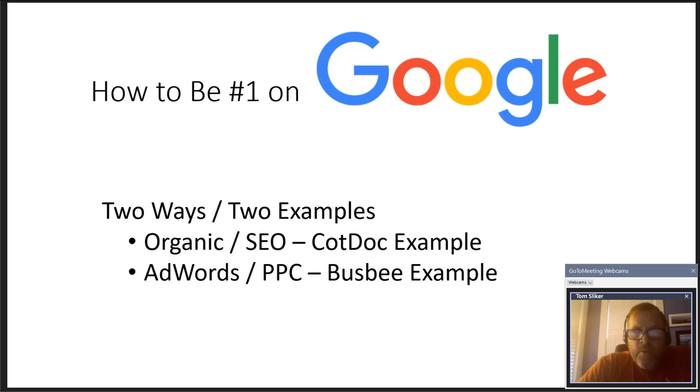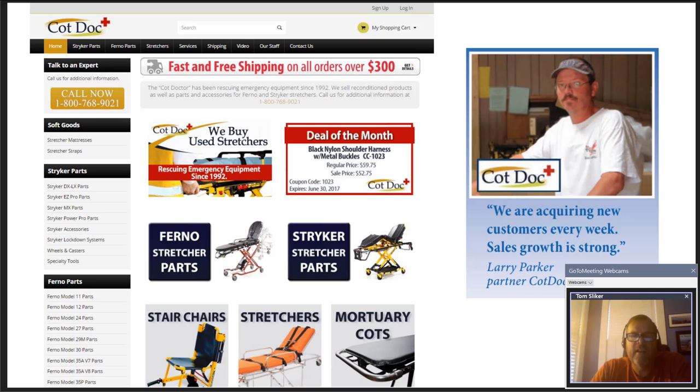So I want to talk about how to be number one on Google. That's the importance of content. But to be number one on Google, there are two different ways you can do it. One is through organic search, and I'm going to use a CotDoc example on that. And to do that, we use SEO, search engine optimization. We do things to the website particularly. And then AdWords and pay-per-click, which is a way that you can pay money to make sure that you're at the top of the list. And both of them are very dependent on content and keywords. So we're going to talk about that a little bit.